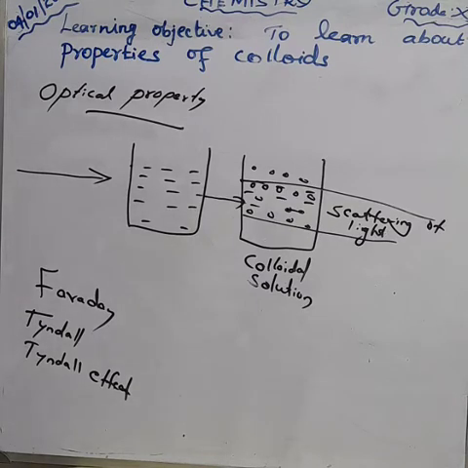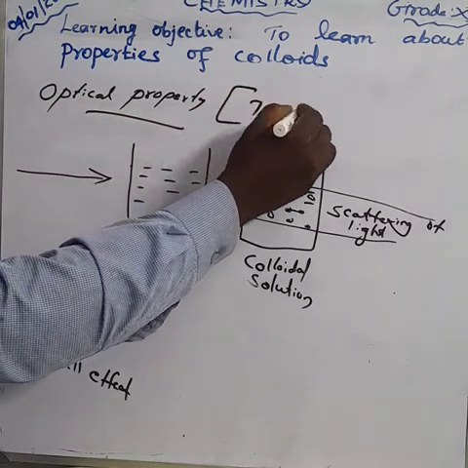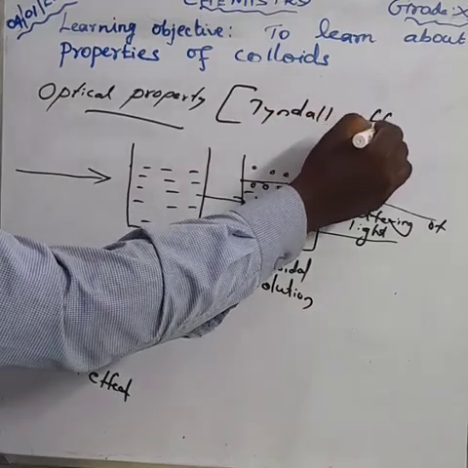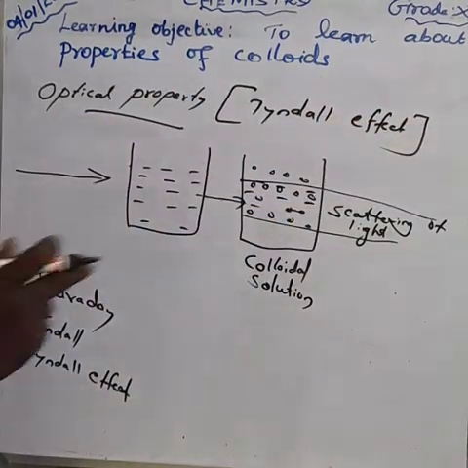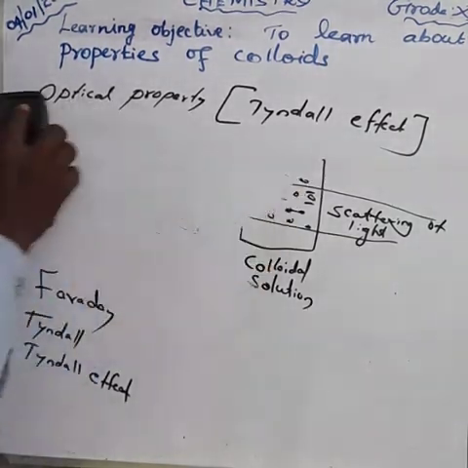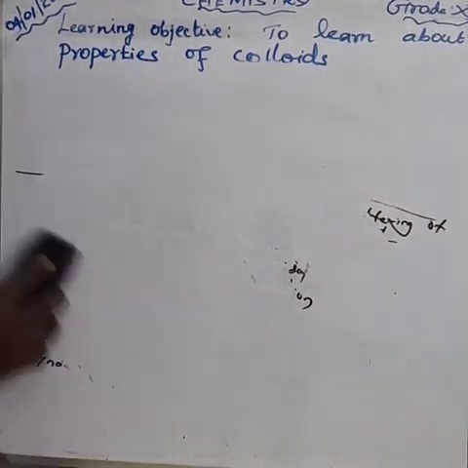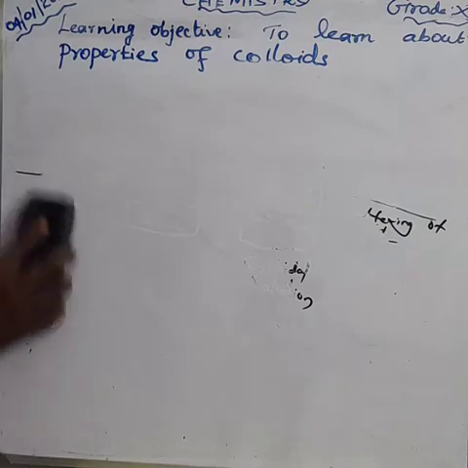Anyhow, the next property we can discuss is the kinetic property. This was about the optical property. Don't forget, the optical property means what? Tyndall effect, the scattering of light. The next one is the kinetic property, that means Brownian movement, which was discovered by Robert Brown.